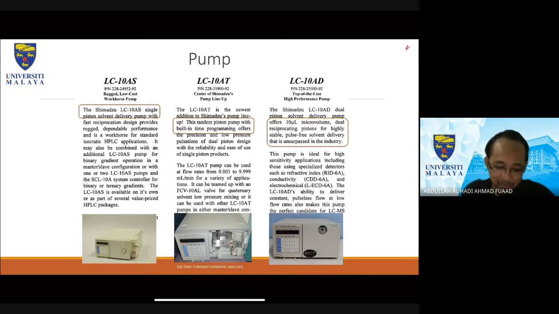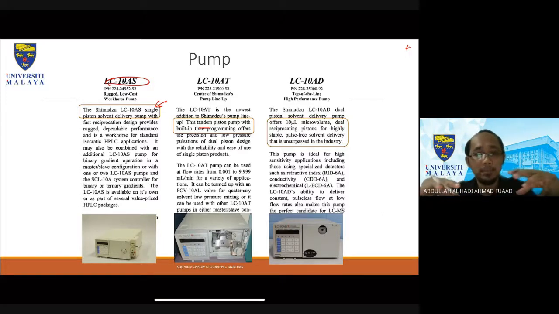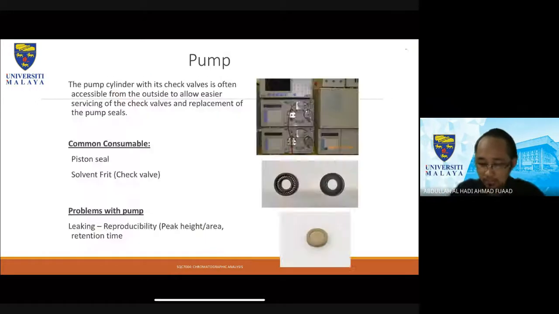Okay, but again, just based on the number, you can see either it's a single piston pump or a tandem piston pump, or a dual reciprocal piston with highly stable, and so on. Okay, so this is just the definition or the information related to the pump. I just took it from the company itself that talks about the specific pump types. Okay, just put it there. Just an extra info, nothing important.